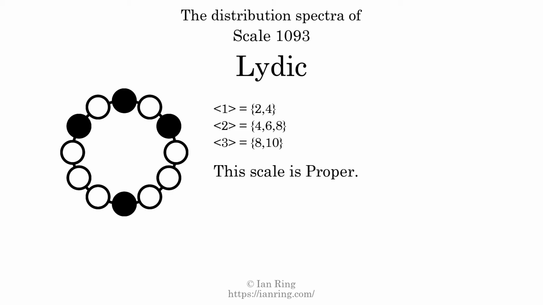Since the generic interval ranges do not overlap, this scale is proper, but it is not strictly proper because some specific intervals appear in more than one spectrum.